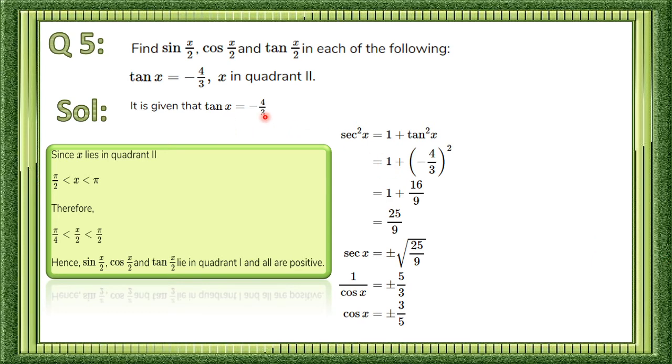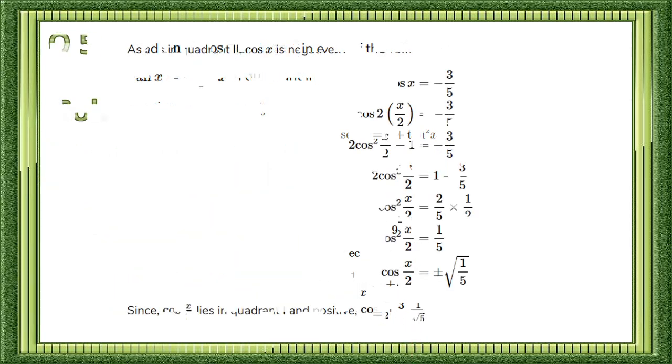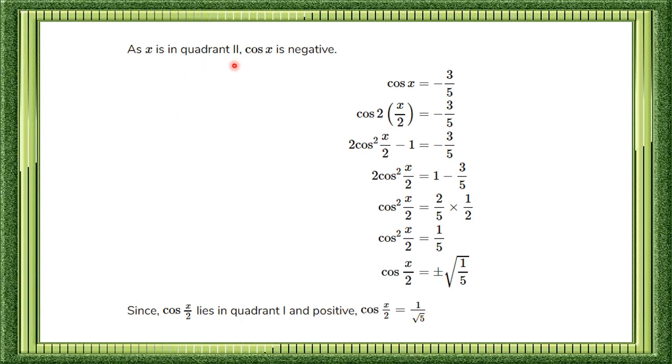Here tan x is given as minus 4 by 3. Use this property and calculate sec x. Sec x is plus minus under root 25 by 9, which is 5 by 3. And cos is the reciprocal, so plus minus 3 by 5. Now, as x is in the second quadrant, cos x is negative. In the second quadrant, cos is negative, so we will take cos x as minus 3 by 5.